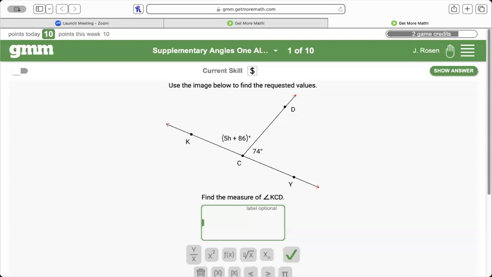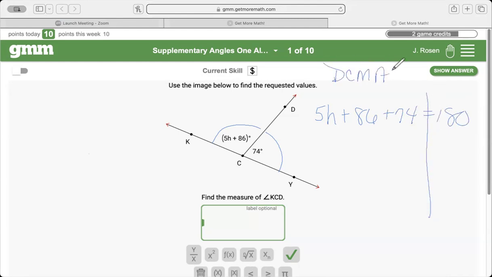Okay, let's look at another one. So again, these are going to be supplementary angles. They're adding up to 180. So we're going to take the two angle measure information and add them together. So 5h plus 86 plus 74 equals 180. And it's a multi-step equation, so that's "don't call me after midnight."